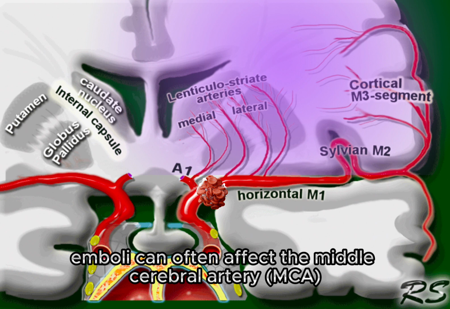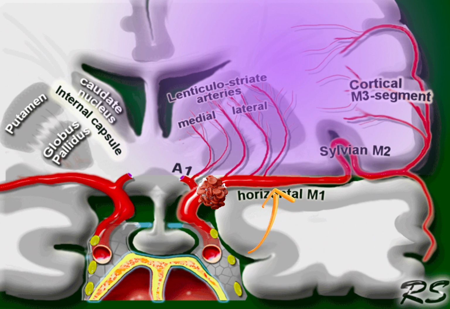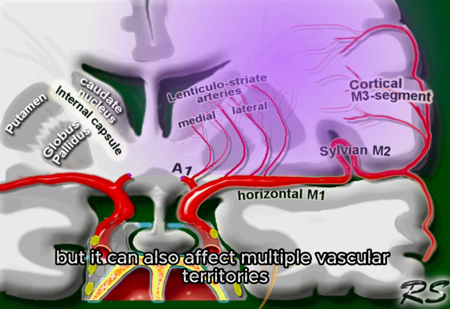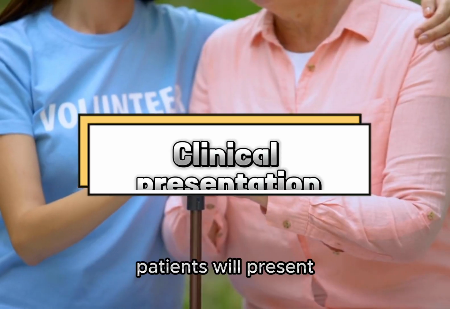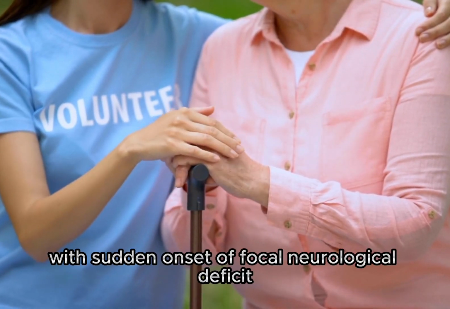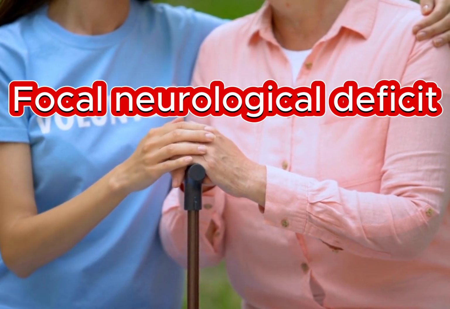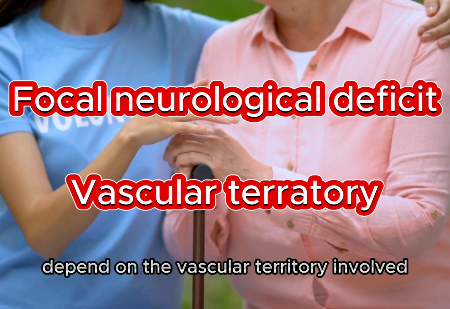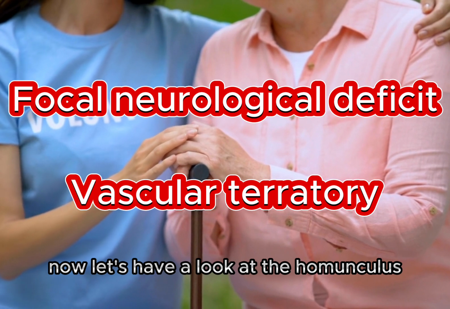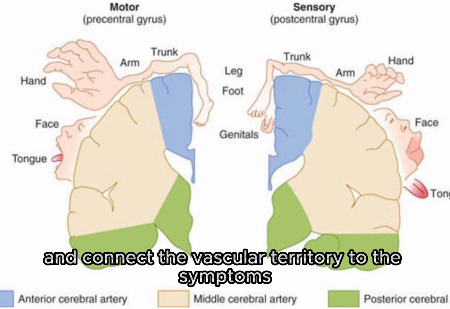Emboli can often affect the middle cerebral artery, but they can also affect multiple vascular territories simultaneously. Patients will present with sudden onset of focal neurological deficit, but the symptoms will depend on the vascular territory involved. Now let's have a look at the homunculus and connect the vascular territory to the symptoms.